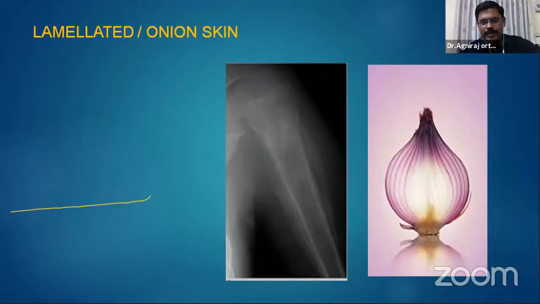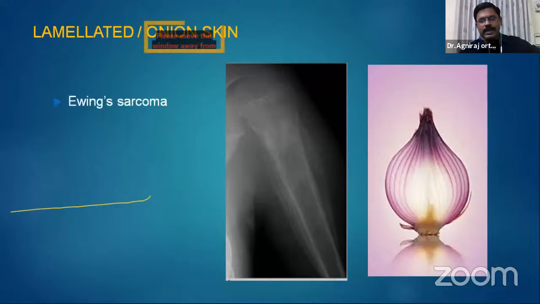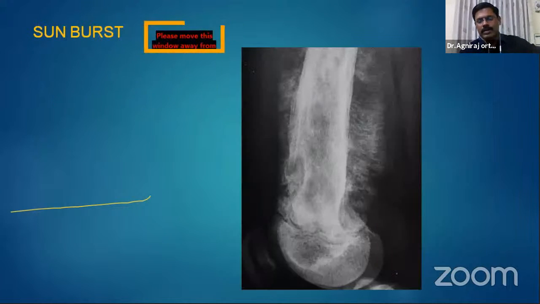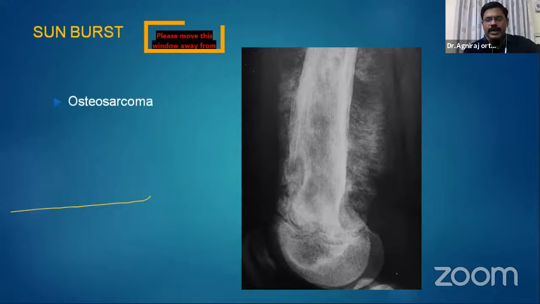This is called onion peel appearance. It is seen in Ewing sarcoma. It can also be seen in any chronic malignant bone tumors, even osteosarcoma. So this is sunburst, which everyone will say. The sunburst appearance is not a characteristic of osteosarcoma. It is seen in osteosarcoma, but it is not the pathognomonic feature of osteosarcoma. You should also remember that.